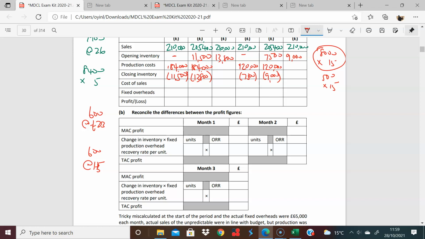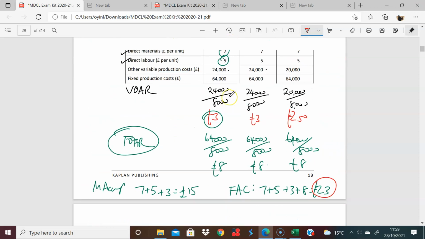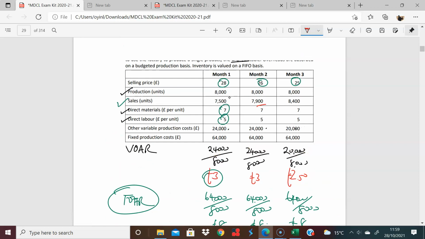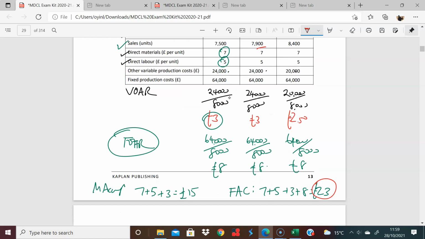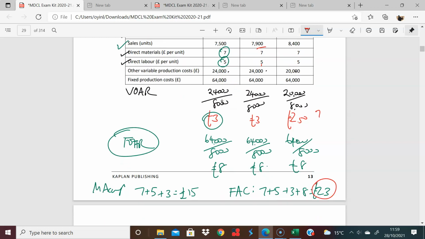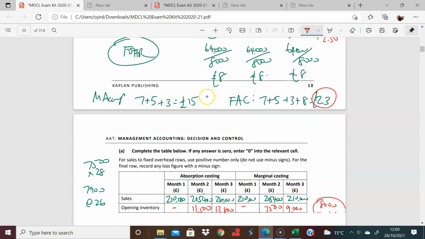We do know things changed a little here, didn't they? Let me just be careful with that. Yes, I remember. Here things were a bit interesting. It was 7 plus 5 plus 3, but in this year it was 7 plus 5 plus £2.50, because remember this was different. So it's just going to be 50p less when dealing with each of them, right?